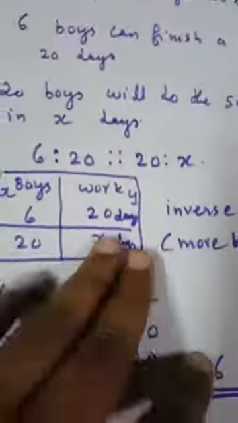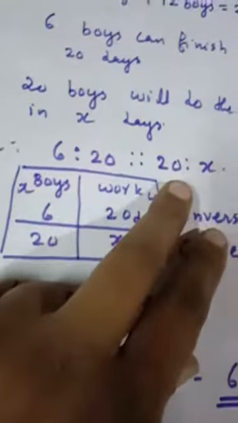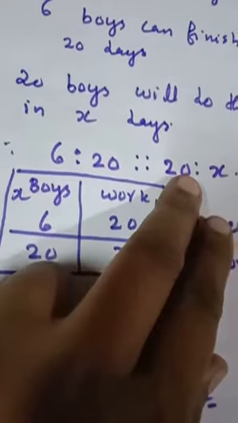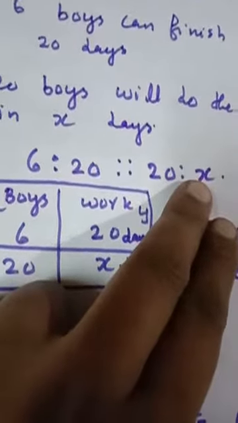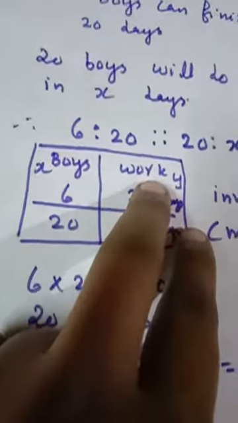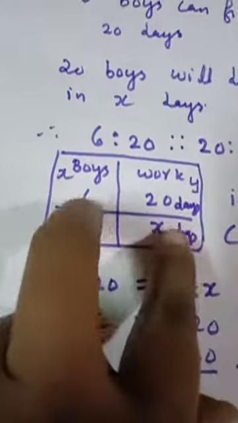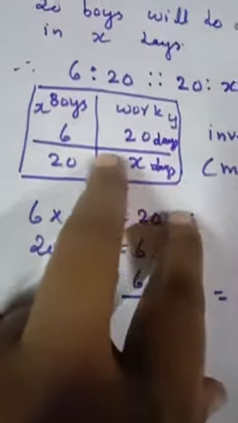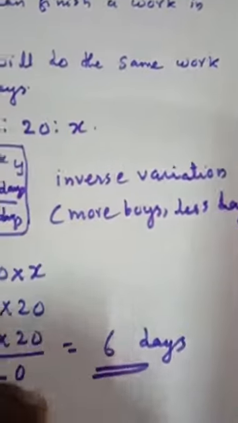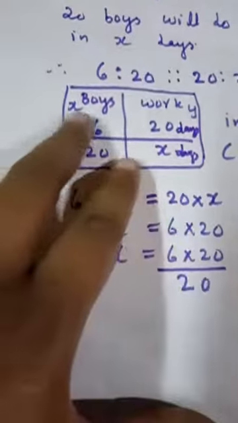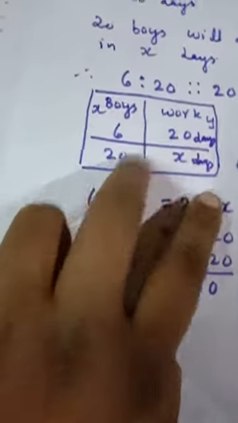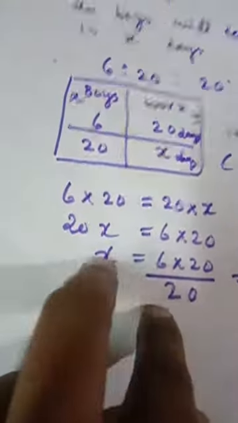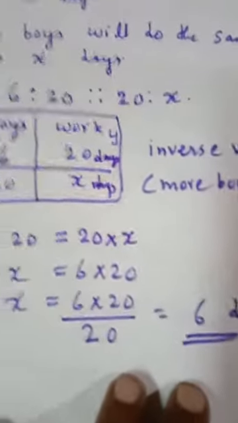Otherwise you can do this method also. 6 is to 20, 20 is to x. We don't know the days here. 6 boys, 20 days. If 20 boys are there, how many days? That we don't know, so put x. 6 boys, 20 days work. 20 boys, x days work. It is inverse variation. So x1 y1 equals x2 y2. 6 into 20 equals 20 into x. So x is 6 into 20 by 20, which is 6 days.